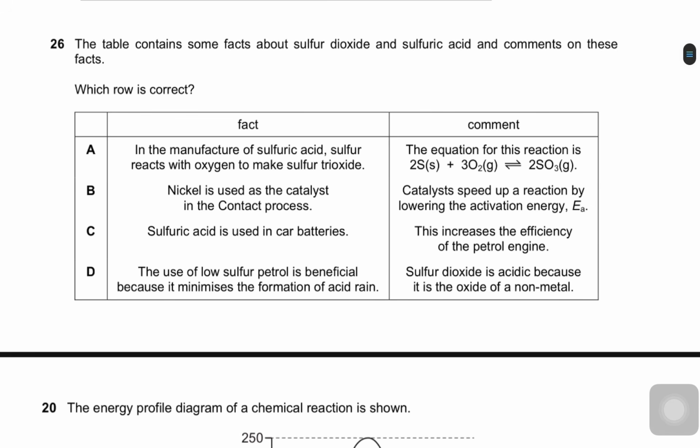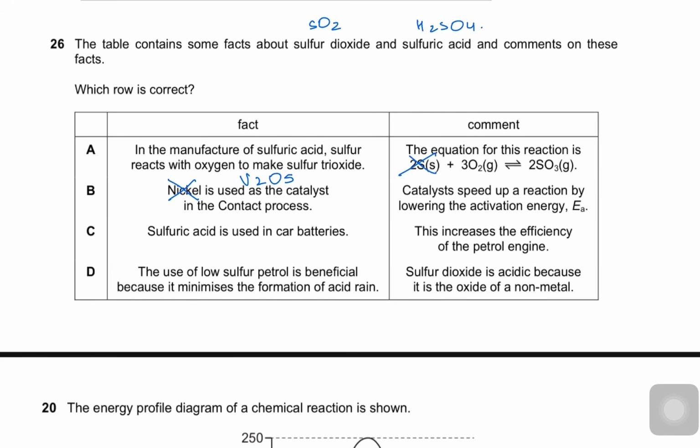Question 26. The table contains some facts about sulfur dioxide and sulfuric acid. I have written their chemical formulae also. Which row is correct? In the manufacture of sulfuric acid, sulfur reacts with oxygen to make sulfur trioxide. That's true. The equation for this reaction is 2 sulfurs plus oxygen. That's wrong. You can't make sulfur trioxide directly. Nickel is used as a catalyst. Wrong. Vanadium 5 oxide is the catalyst.